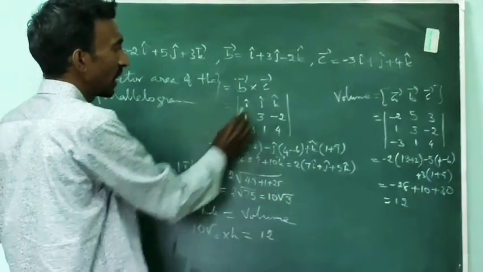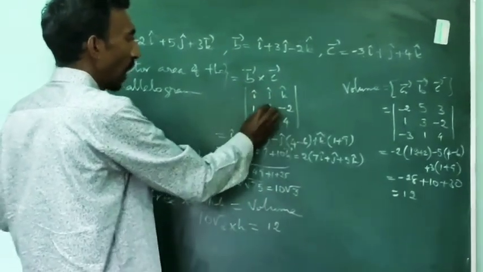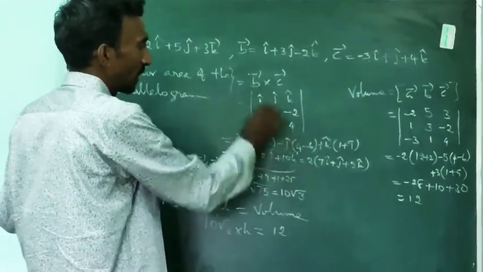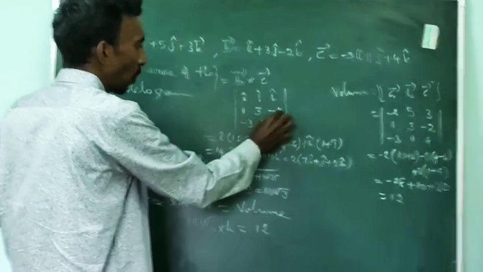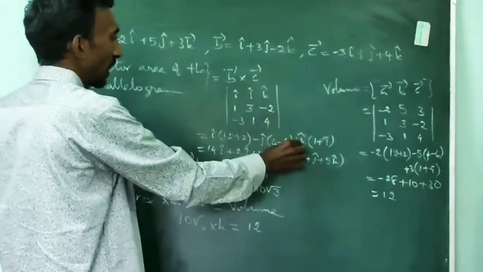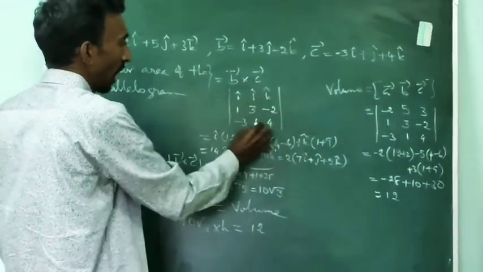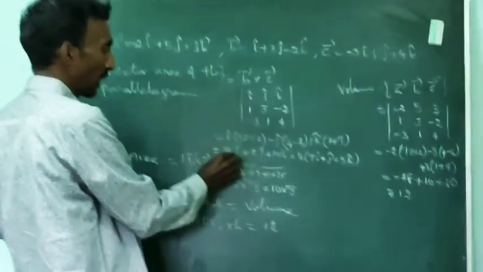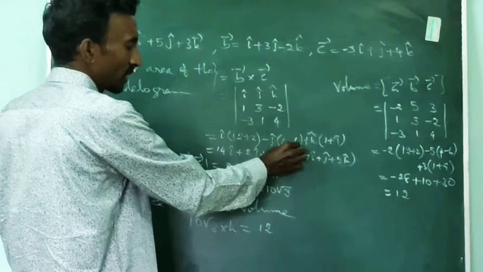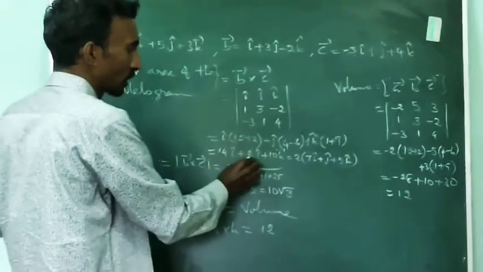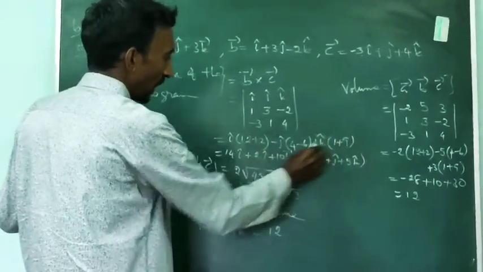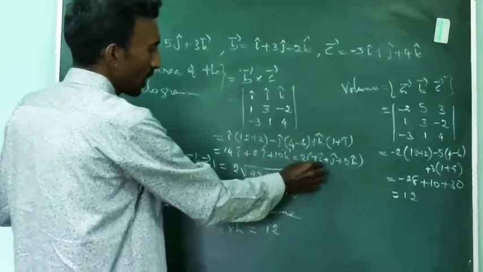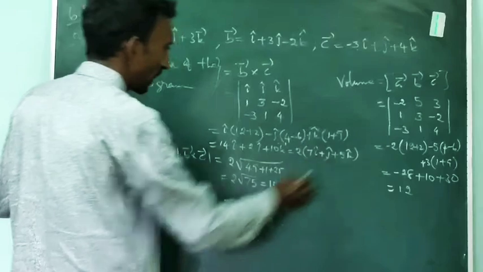i vector into, delete that row and column, 12 plus 2. Minus j into, delete that row and column, 4 minus 6. k vector into, delete that row and column, 1 plus 9. So 12 plus 2 is 14, here 4 minus 6 is minus 2, into minus, plus 2j, 1 plus 9, 10k. So 2 we can take outside, 2 into 7i plus j plus 5k.